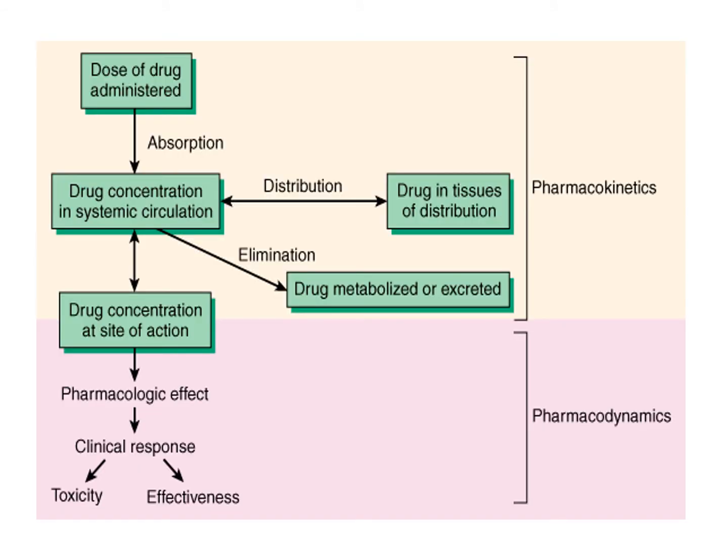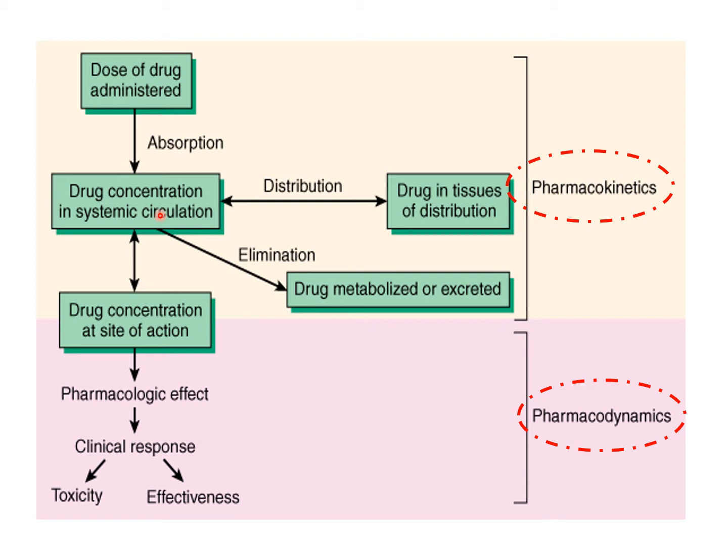So in the figure you can see that there are two parts: one is pharmacokinetics and the other is pharmacodynamics. And the next part here, the dose of drug administered. We have to give some dose of drug, then it has to be absorbed. So the drug concentration in systemic circulation.